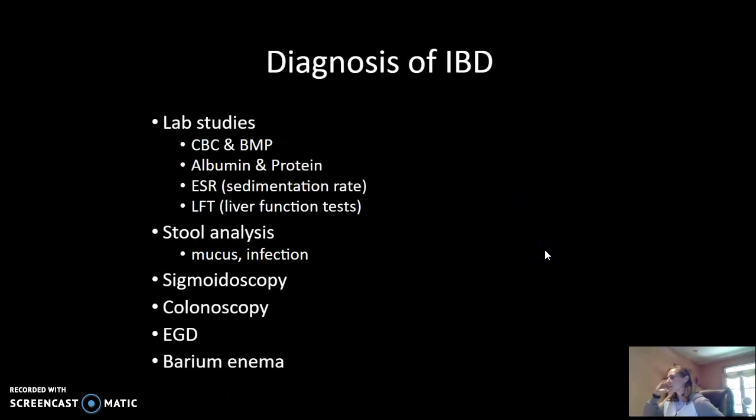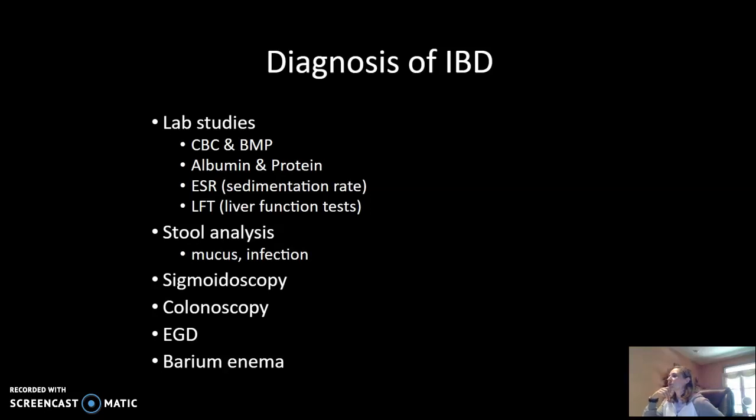So our diagnostic studies for inflammatory bowel disease are going to be our lab work. We're going to look at the CBC. It's going to show us that anemia from the malabsorption. You might see a high white count. You might see a lot of electrolyte imbalances because of all of that diarrhea, right? Especially the sodium and potassium. The albumin and protein may be low.